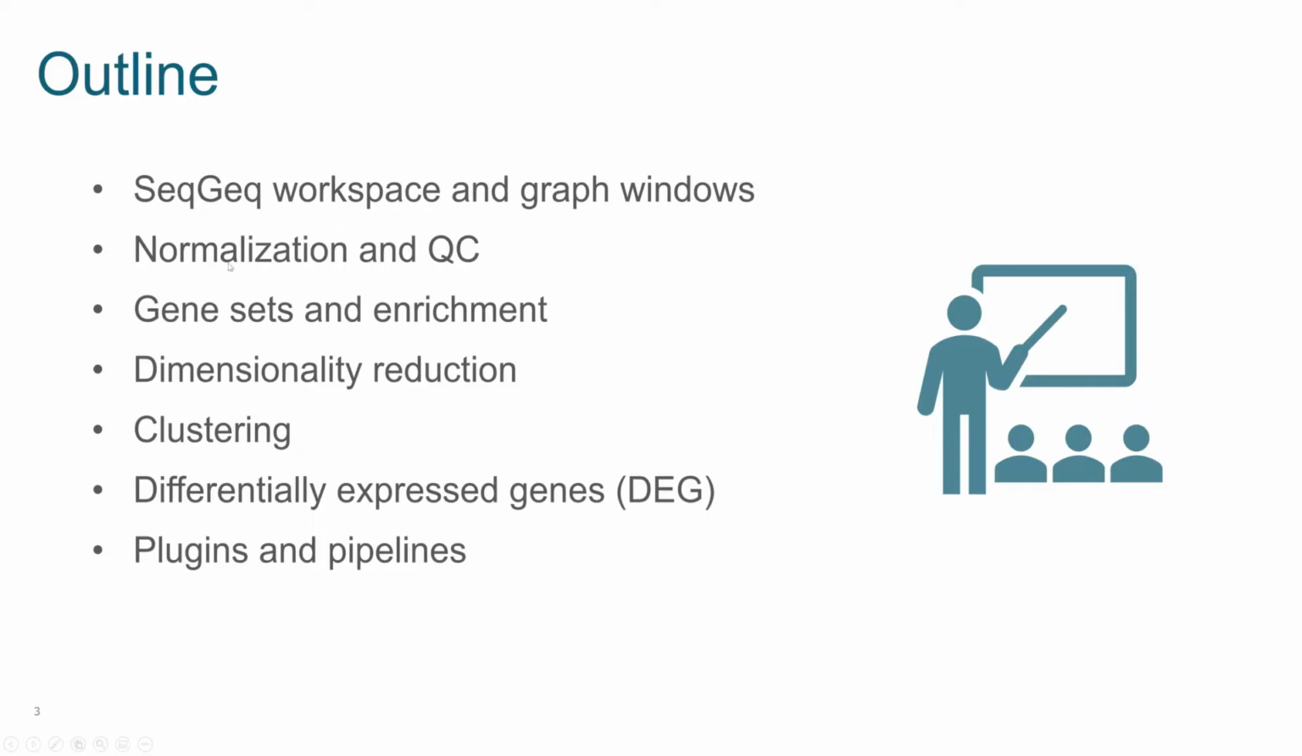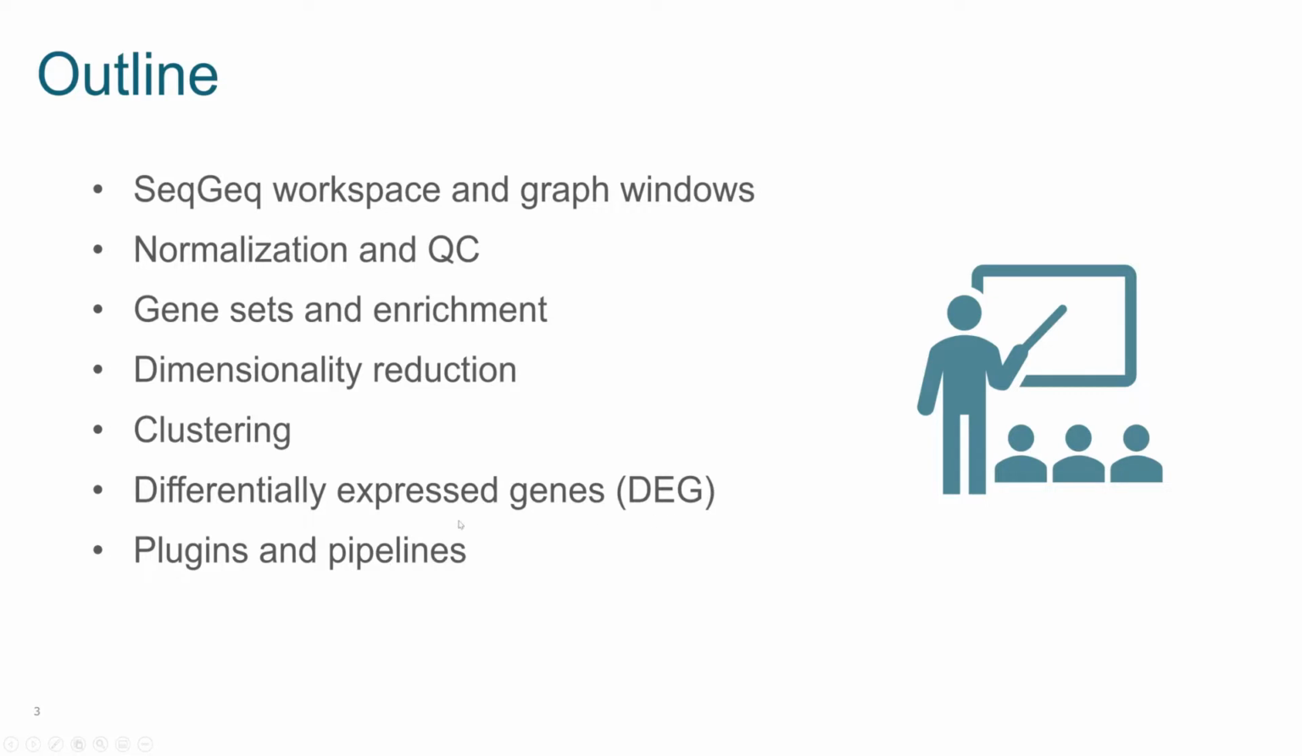So we'll talk about normalization and quality control, gene sets and enriching for what those might be, dimensionality reduction and clustering, which are some computational tools to do a more automated approach to your analysis. We'll also get to the heart of differentially expressed genes, so how to ultimately form these transcript profiles between your samples or between populations in your samples.